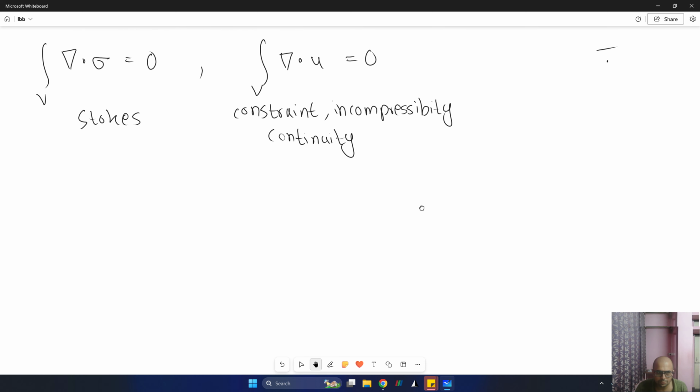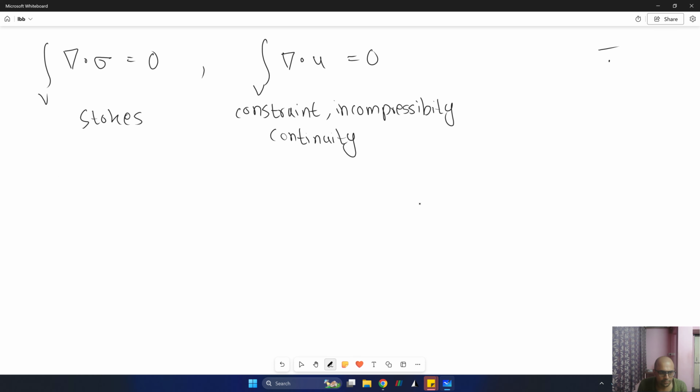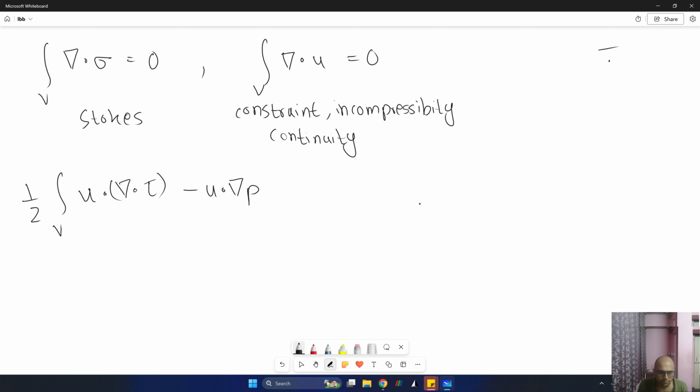So let's simplify this further. So let's multiply by half into, this is your velocity dotted with gradient of tau. So this is our viscous part, the viscous part of our stress tensor, and then our pressure part is u dotted with gradient of p. So you can see that this is our stress tensor dotted with the velocity. So both of these terms are basically just scalars, right?